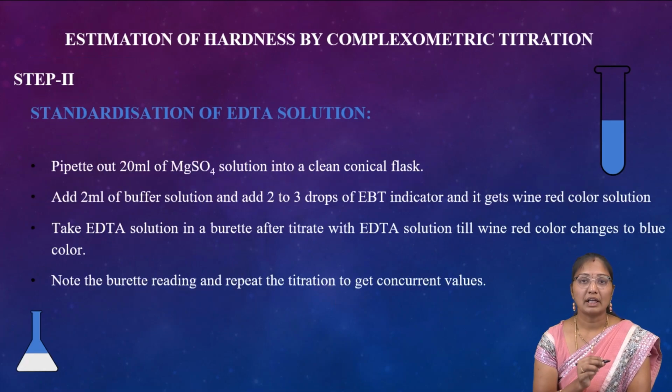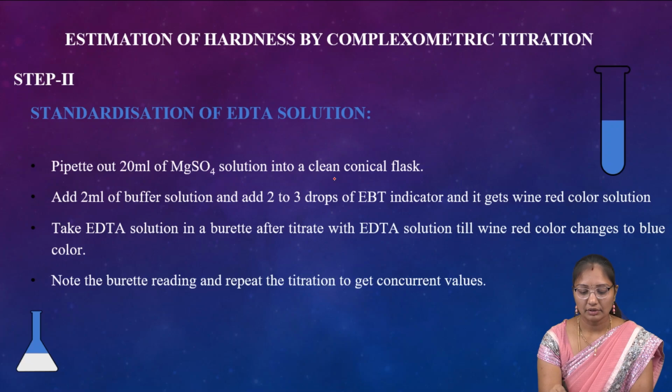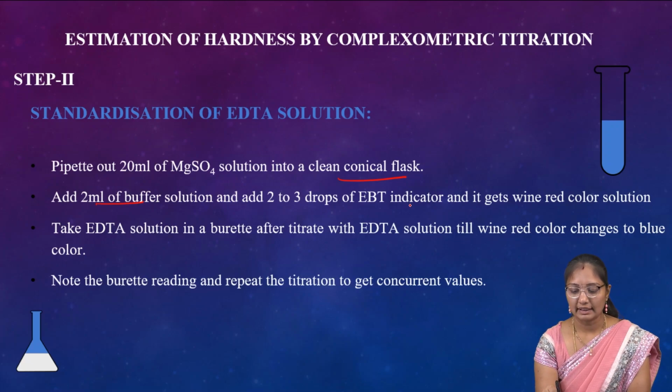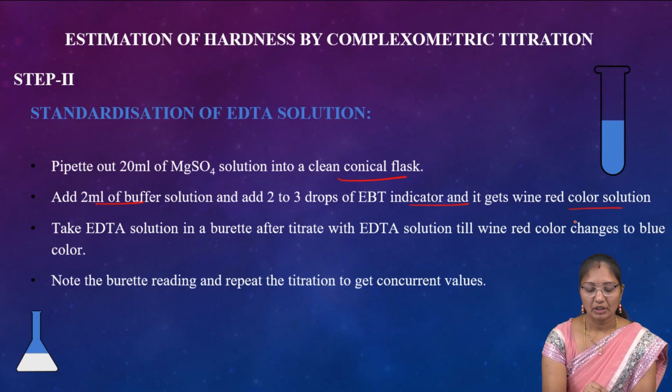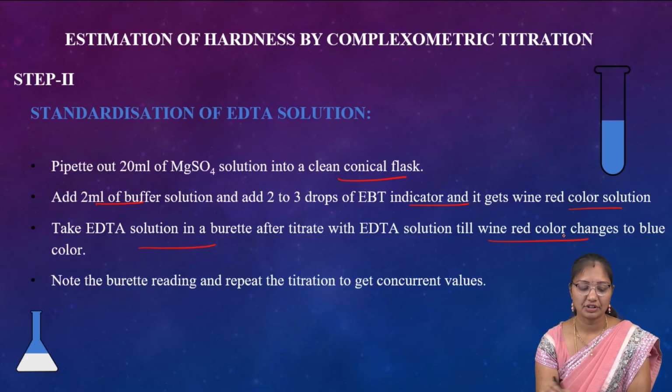Here, the prepared magnesium sulfate solution, 20 ml, was taken in a conical flask, with 2 ml buffer and indicator, which gives a wine red colored solution. Then it was titrated with EDTA. The wine red color changes to blue color. This is the end point.